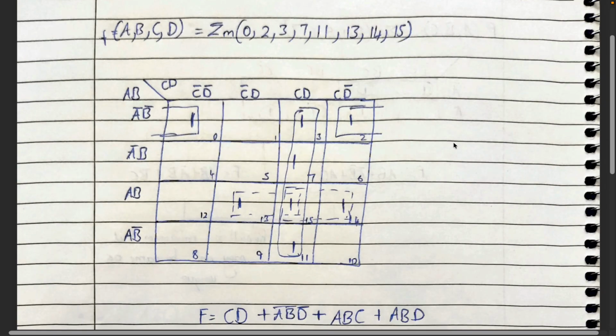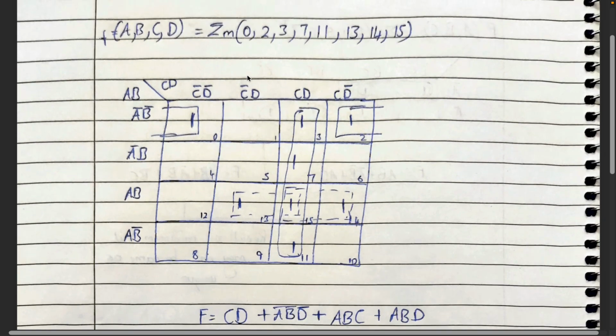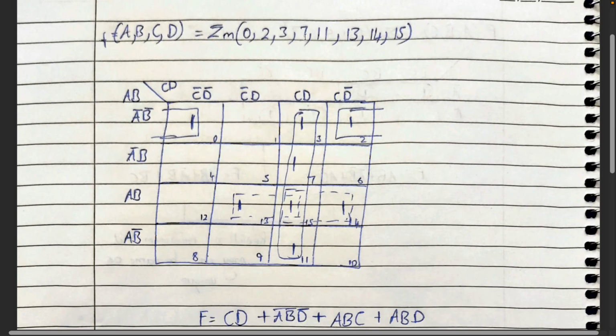Now we have one more question: 0, 2, 3, 7, 11, 13, 14, 15. You will write down as it is. Okay, one thing I forgot to tell you is how to write this 16-bit. It is similar to the 3-bit one. What you will do is, you have 0, 1, 3, 2, 4, 5, 7, 6, 8, 9, 11 and 10. Then you will go to 12, 13, 15, 14.